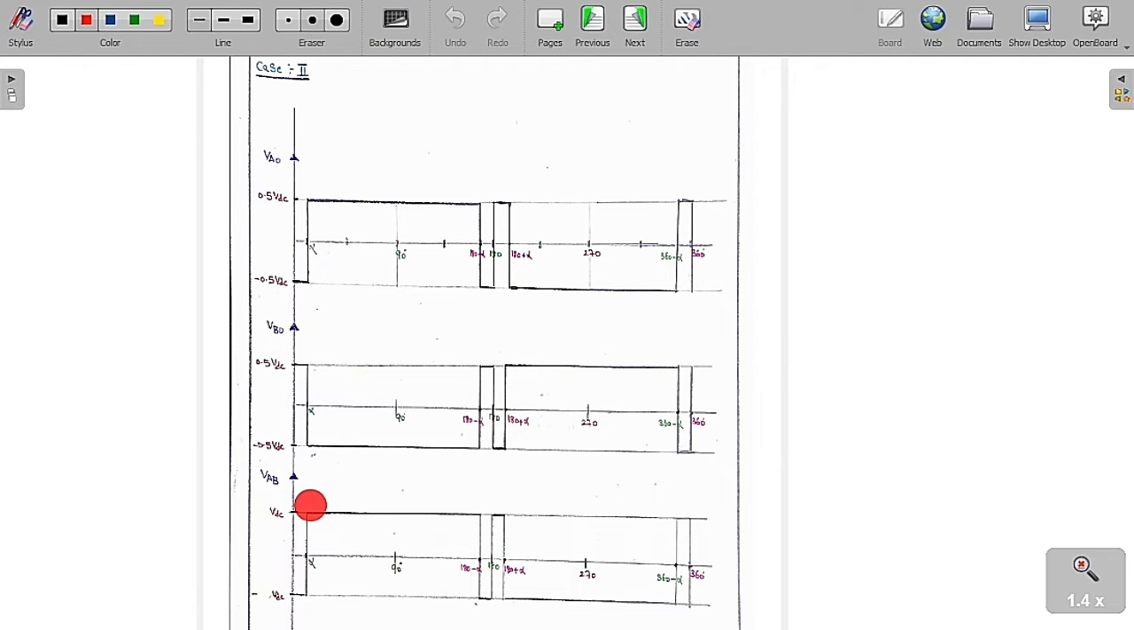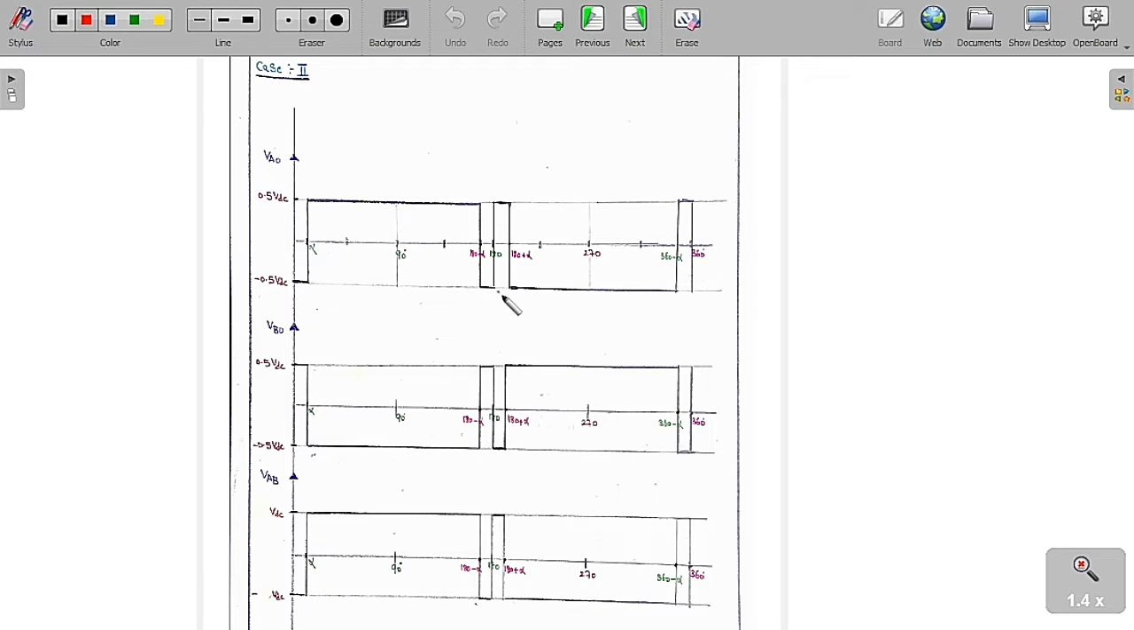So VAB is equal to V0 minus VB0, so we are going to get minus VDC from 0 to alpha. From alpha to 180 minus alpha, I am going to turn on switch 1 and switch 2. Therefore V0 is equal to plus 0.5 VDC and VB0 is equal to minus 0.5 VDC. So VAB is equal to plus VDC.